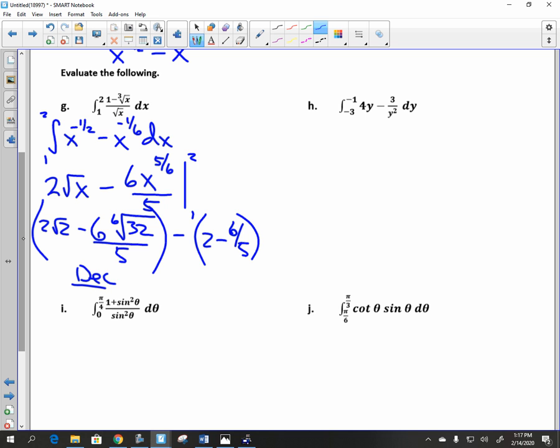How about h? How would you go about finding the antiderivative here? I've got to rewrite this one as well, don't I? How would you rewrite this? 4y minus 3y to the negative 2. Okay, so I've got the integral from negative 3 to negative 1 of 4y minus 3y to the negative 2 dy. What's the antiderivative of 4y? 2y squared. Good. And what? Plus 3 over y. Good.